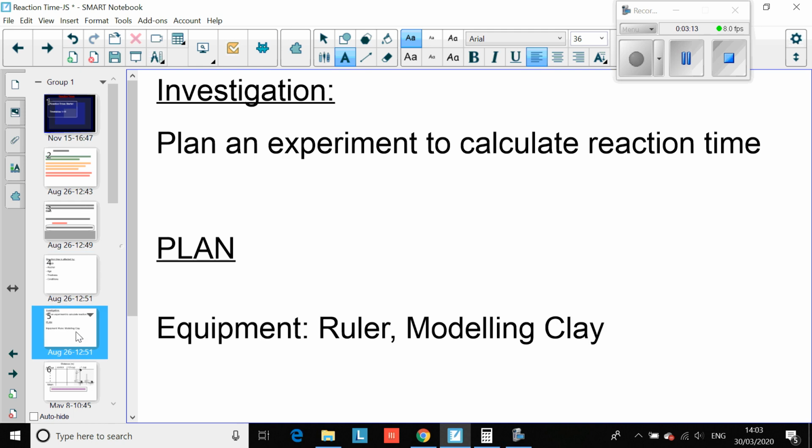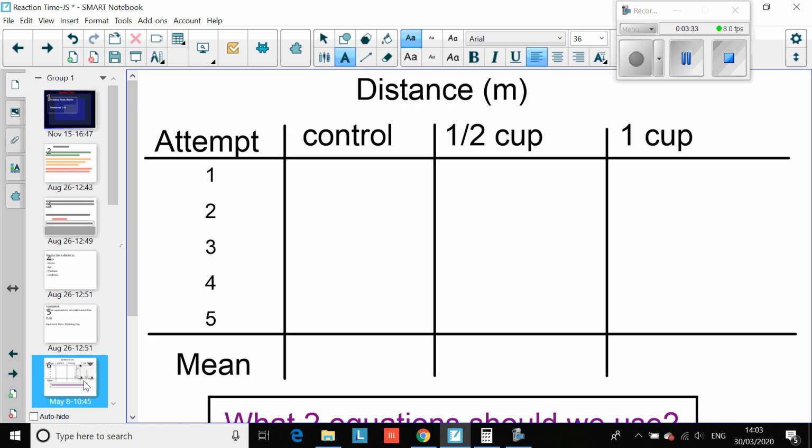So, what we are going to do today is plan an experiment to calculate reaction time. And actually, this is one we can do in your home right now because the only thing you need is a ruler. It says modeling clay, but we don't actually need that. All you actually need is a ruler. So you can familiarize yourself with the basis of the experiment. On page 68, there is the experiment that describes this reaction time. So pause the tape now and have a quick look through page 68 in your revision guide. It'll explain to you how you are going to do this, and then I'll go through it with you as well.